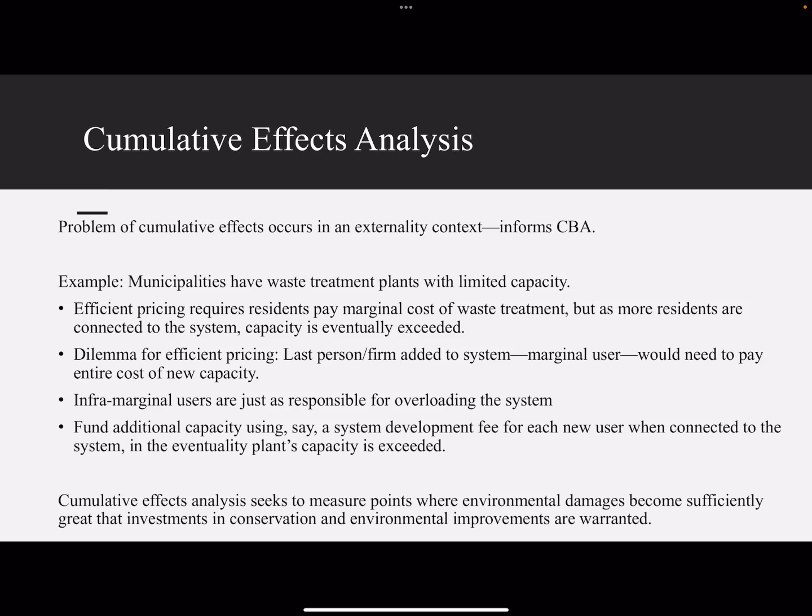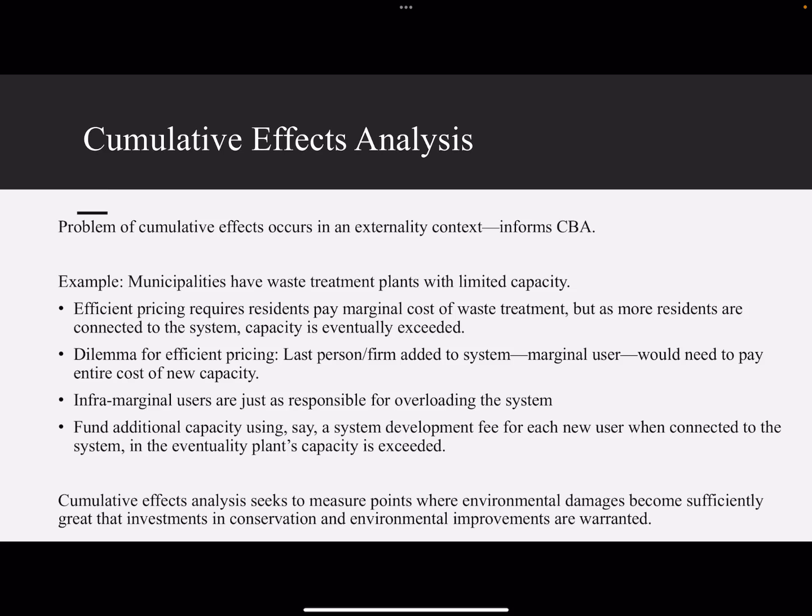So efficient pricing, of course, requires that residents pay the marginal cost of waste treatment, but as more residents are connected to the system, capacity is eventually exceeded. And the dilemma for efficient pricing is that efficiency requires that the last person or firm that's added to the system, the marginal user, would need to pay the entire cost of a new capacity.